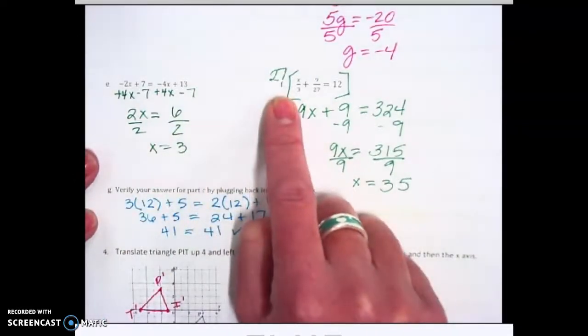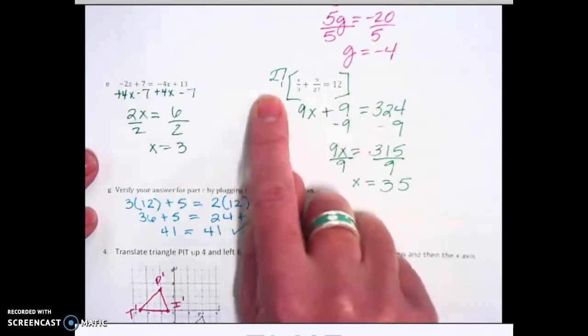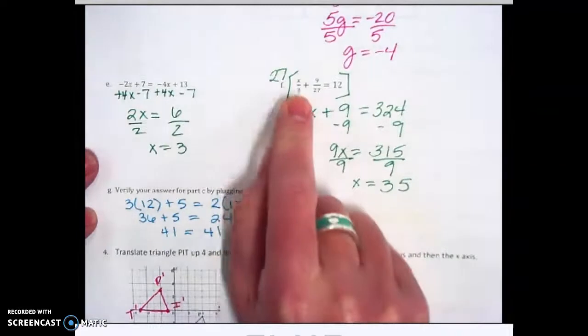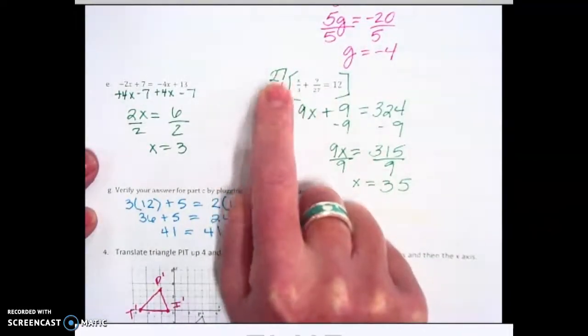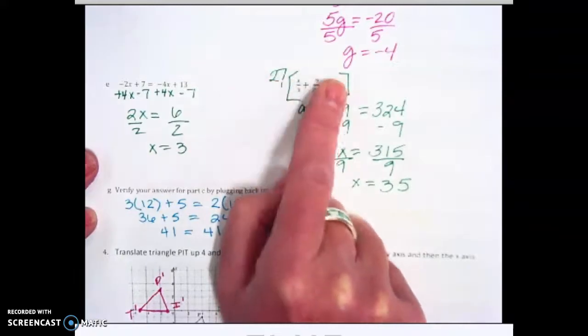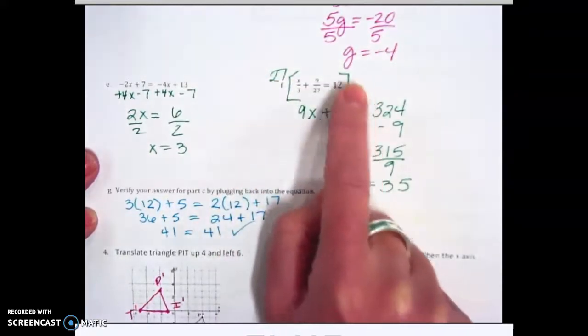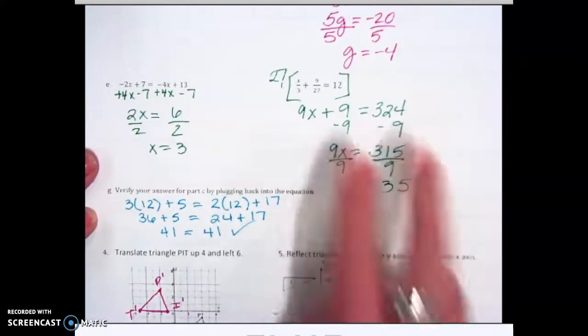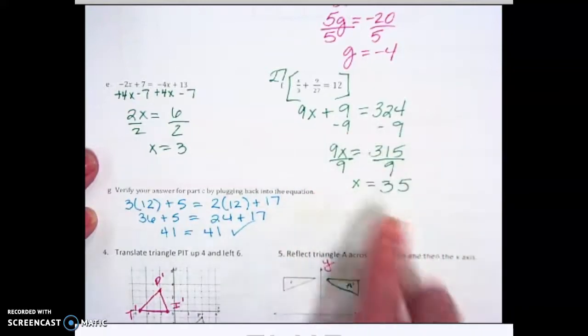For part F, I did my fraction busting by looking for the least common denominator, which was 27. So 3 goes into 27 9 times. 9 times x is 9x. 27 goes into 27 once. So 1 times 9 is 9. And then 12 times 27 is 324. Subtract 9 from both sides, divide both sides by 9, and you get x equals 35.